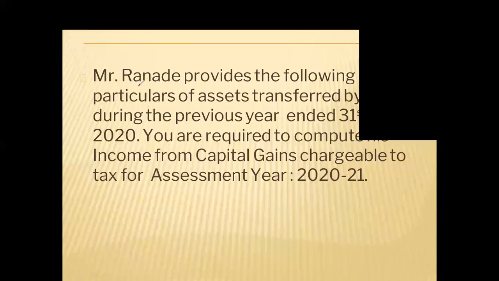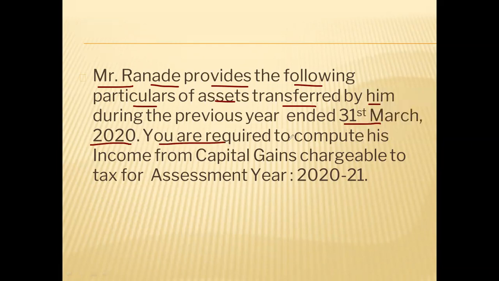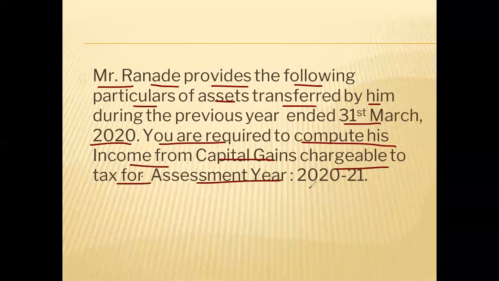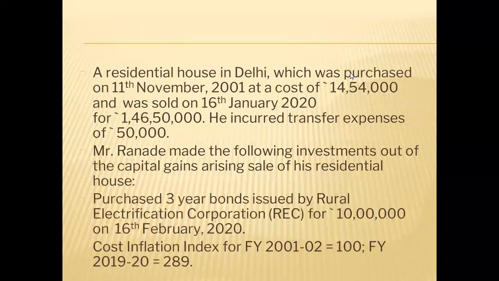See, Mr. Ranade provides the following particulars of assets transferred by him during the previous year ended 31st March 2020. So 1920 is the sale year. You are required to compute his income from capital gains chargeable to tax for assessment year 2020-21. Okay. And the details for that calculation are given in the next slide.